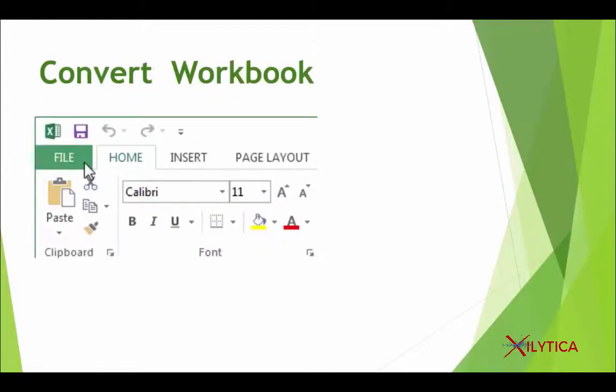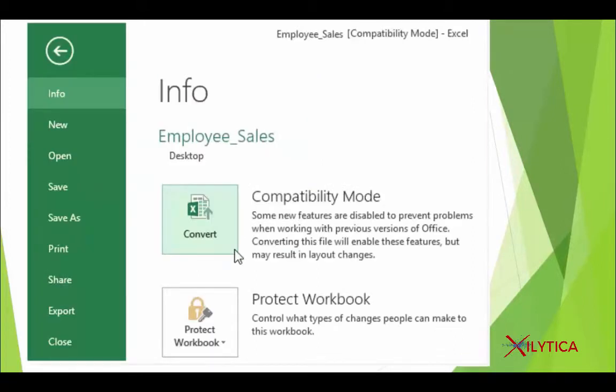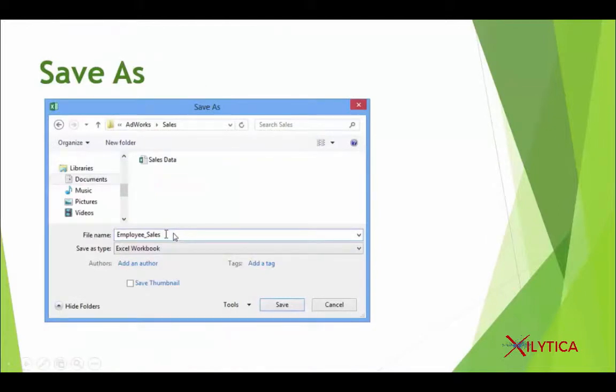To convert the workbook, click on the File tab to access the Backstage menu. On the Backstage menu, on the Info tab, click Convert. Once you click Convert, you will get an option to save the workbook. Choose a desired location of your choice and click Save.